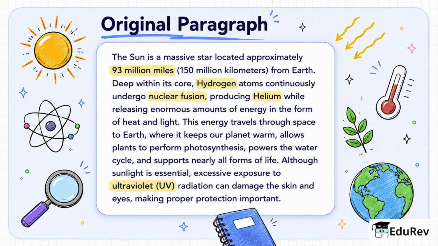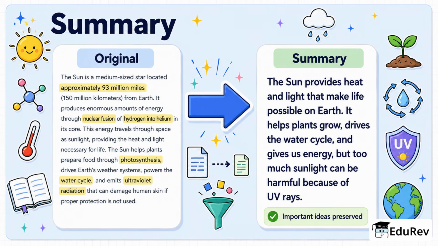In this second example, notice how we tackle scientific data. The original text mentions the sun is exactly 93 million miles away and talks about the specific nuclear fusion of hydrogen and helium. Look at how we completely remove those highly specific metrics. The short summary just states the sun generates energy for warmth, supports plant growth, drives the water cycle, and gives a quick UV warning. It's clean, simple, and incredibly effective.